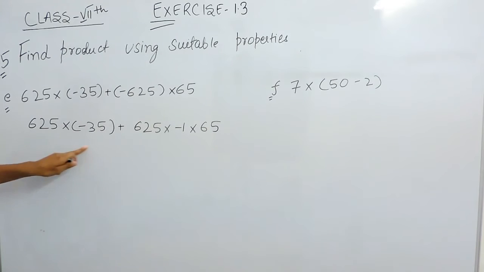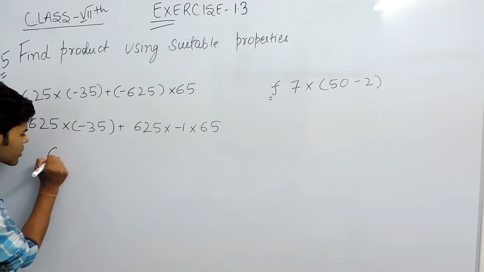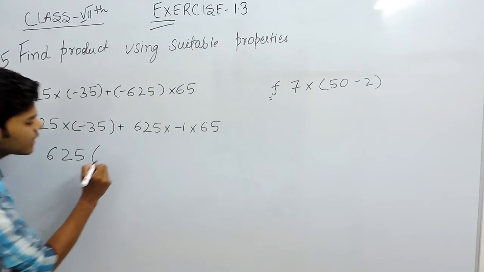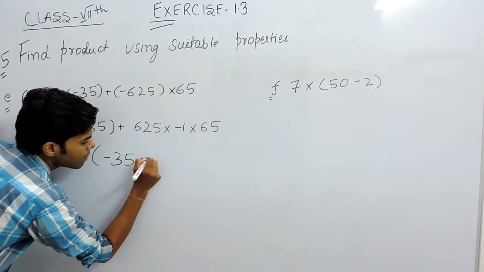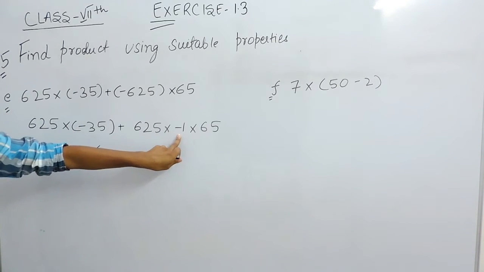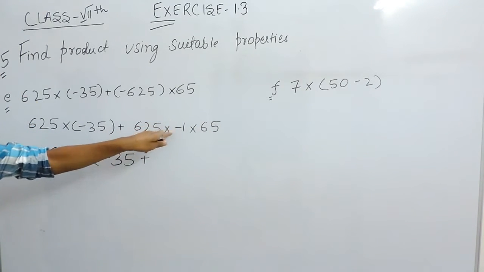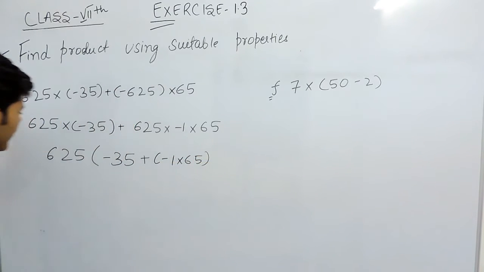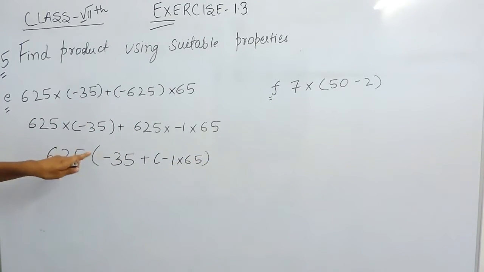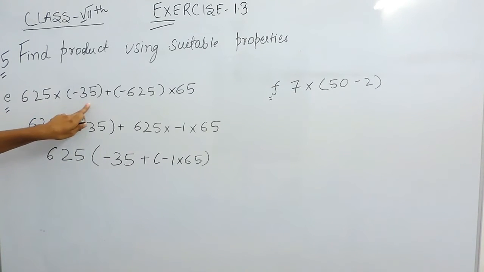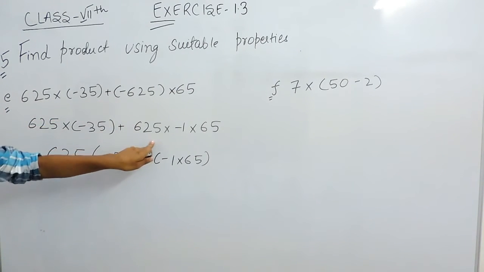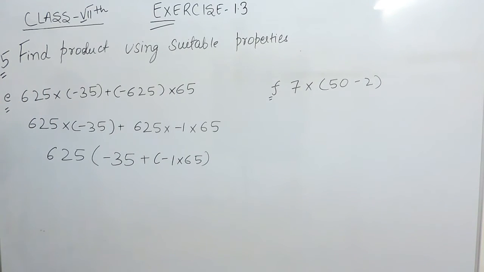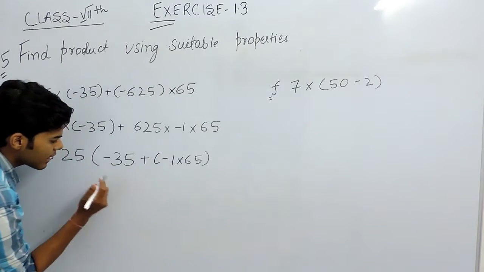Now as I told you, we can take 625 as common. So 625 as common. Then inside the bracket there remains minus 35 plus sign as it is, and minus 1 multiplied with 65 will remain inside the bracket. Because when we multiply 625, it should give us 625 multiplied with minus 35 plus 625 multiplied with minus 1 multiplied with 65. So now we'll solve inside the bracket.